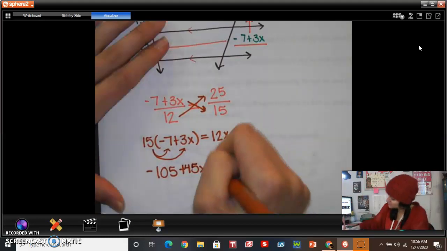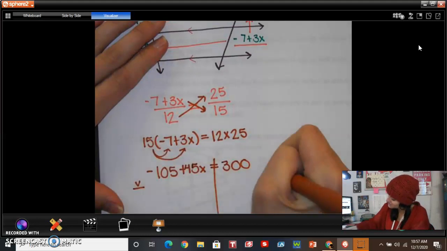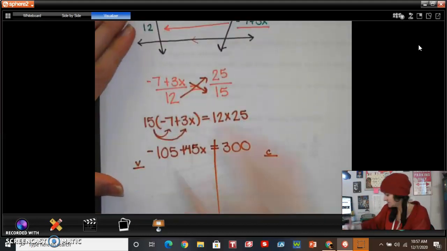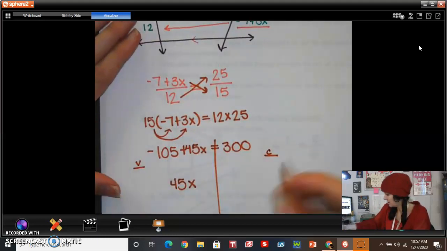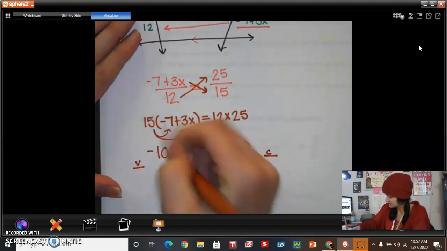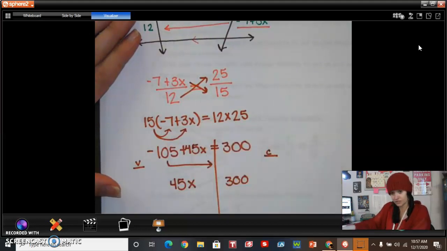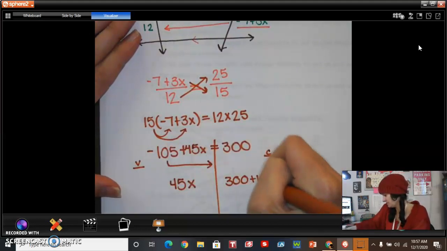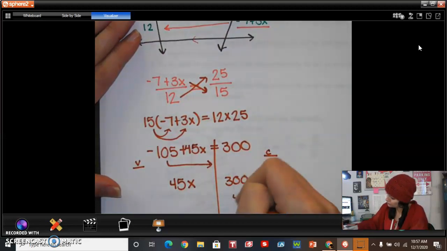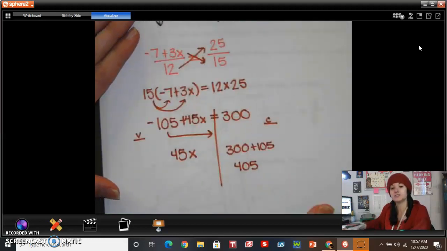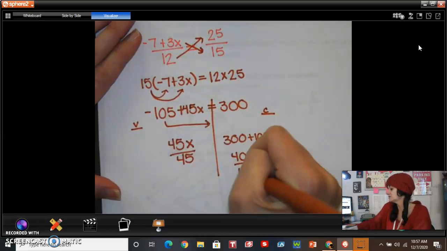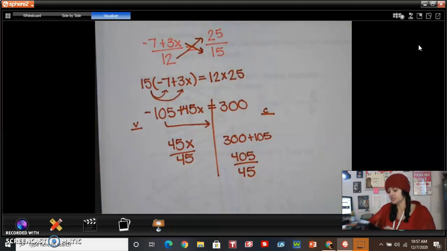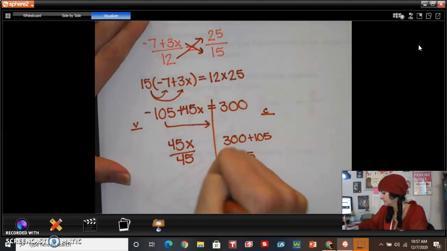All right, let's do our variables and our constants. Okay, our only variable we have is 45x. It can stay the same because it doesn't have to go across the line. Our constants, 300. We need to move this negative 105 over here, so we're going to add 105. We end up with 405. Now we need to solve for x, so we divide by 45 to get x by itself. I think my voice is starting to go out. No bueno. All right, we get x equals 9.